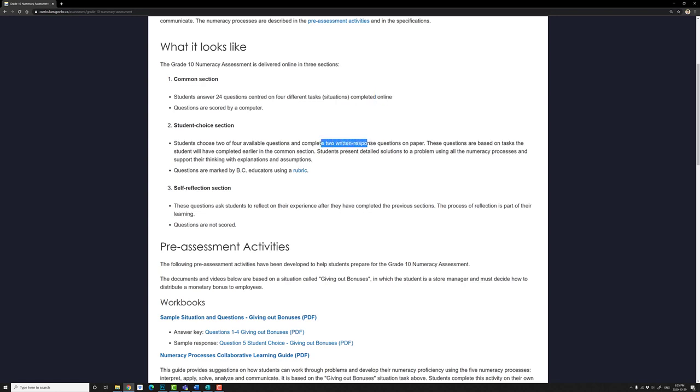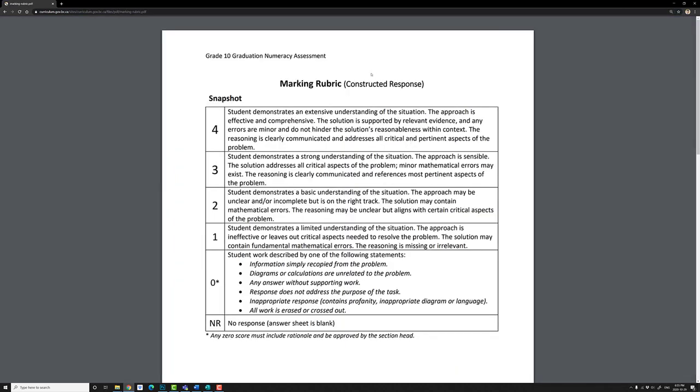There's 2 written response questions that are to be written on paper. And here's the rubric. 4 is the highest score, and 0 is the lowest. Let's try to understand how to get a good grade.